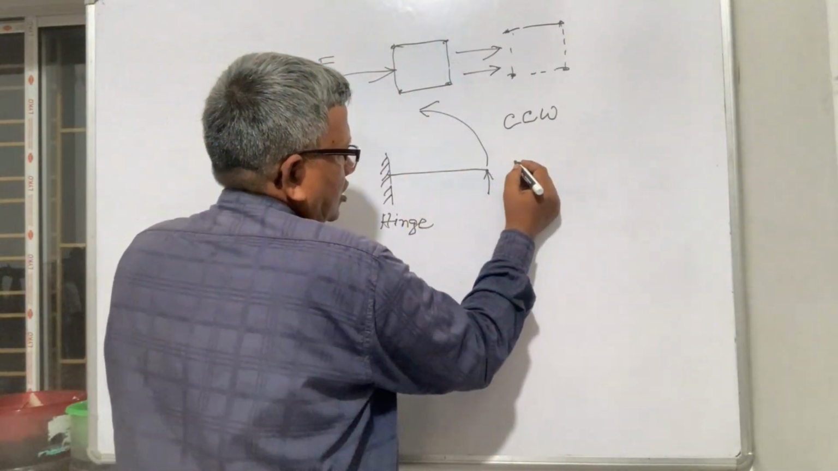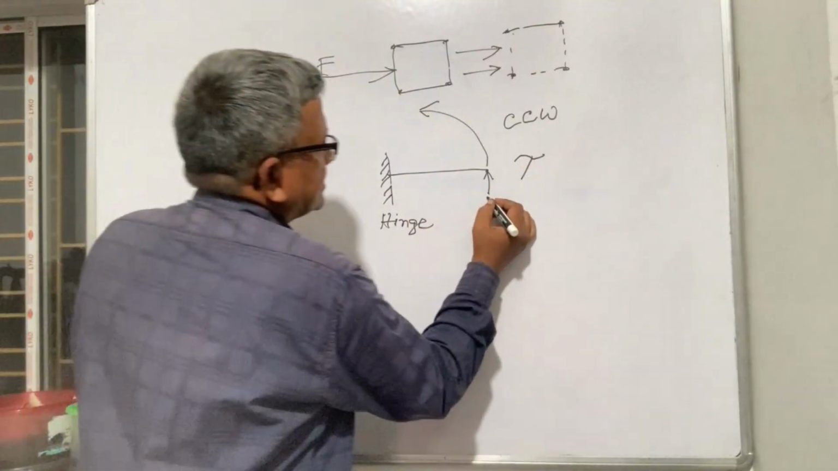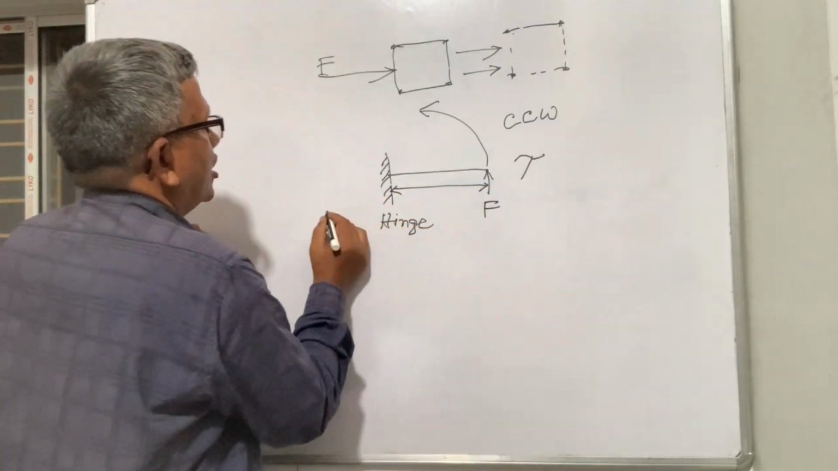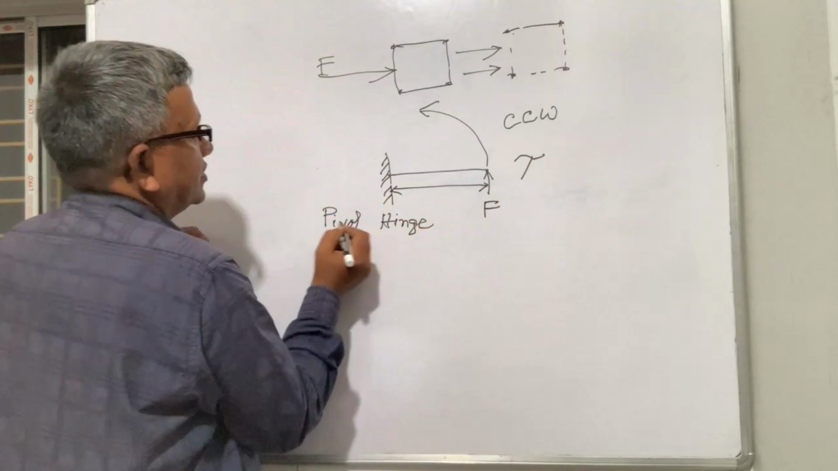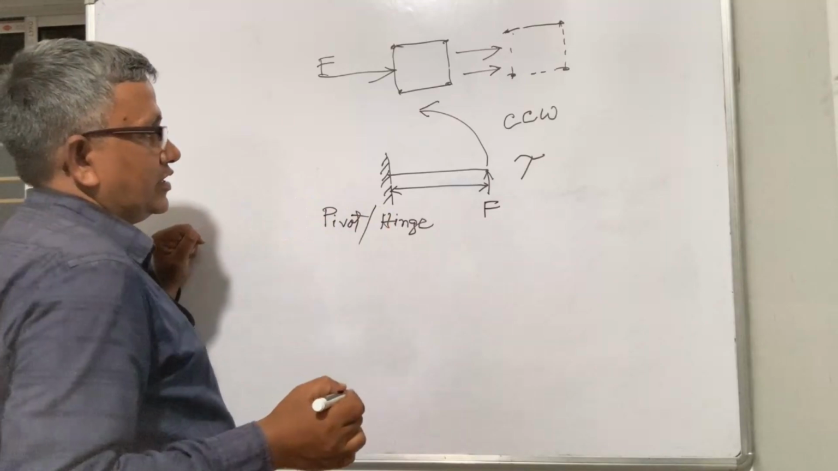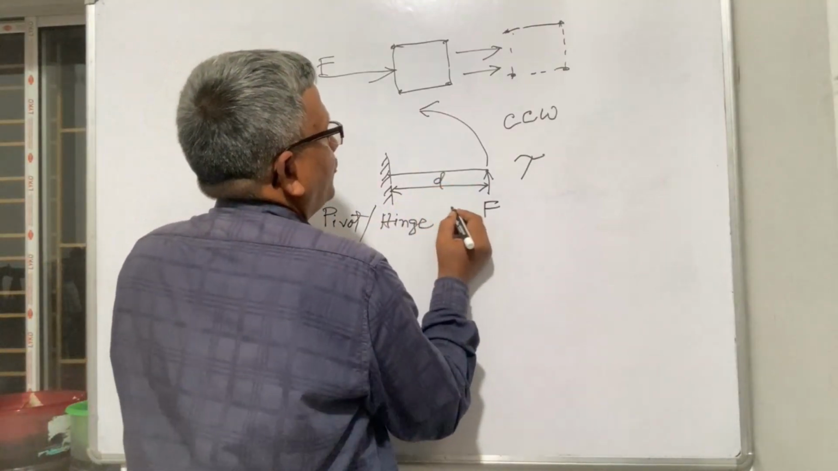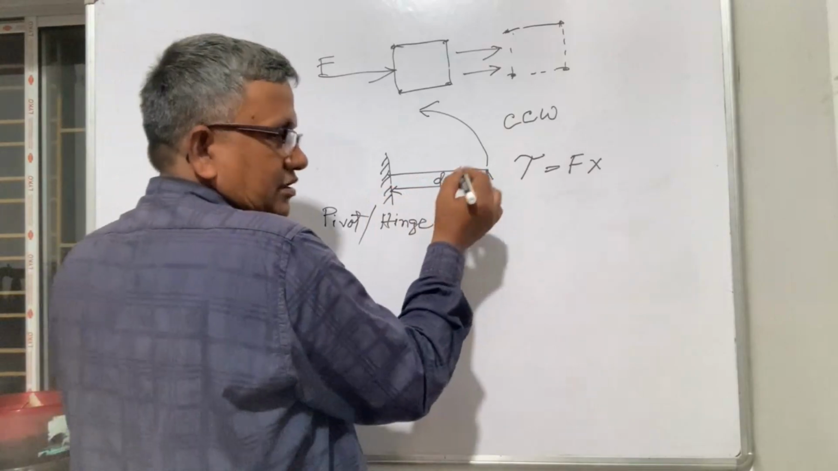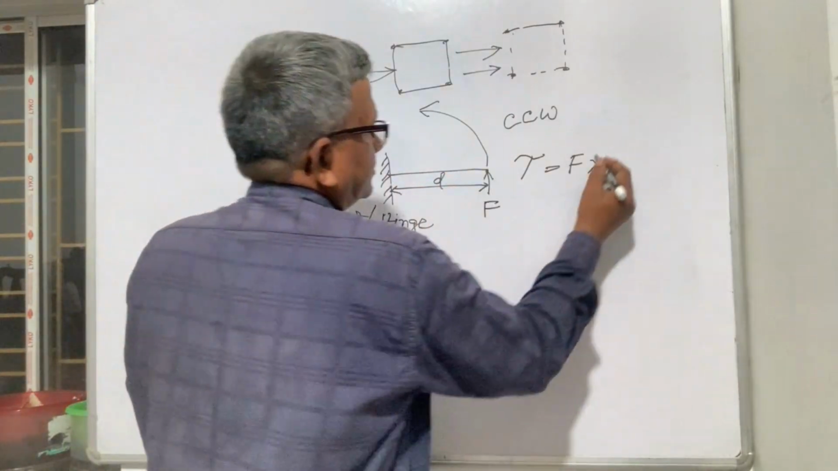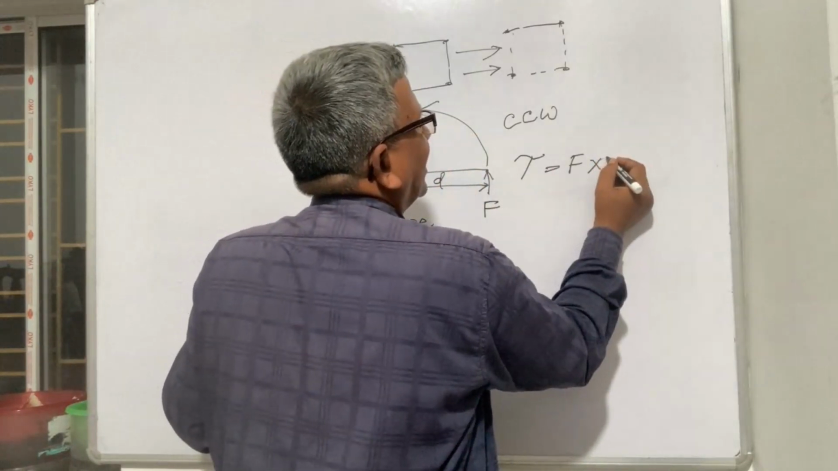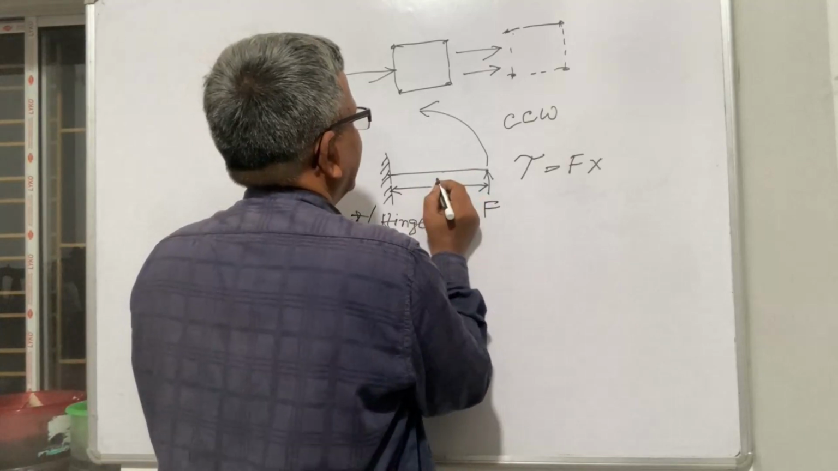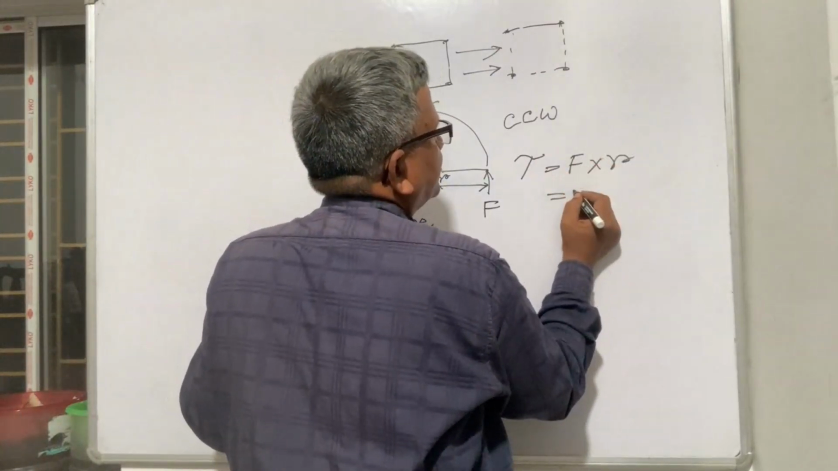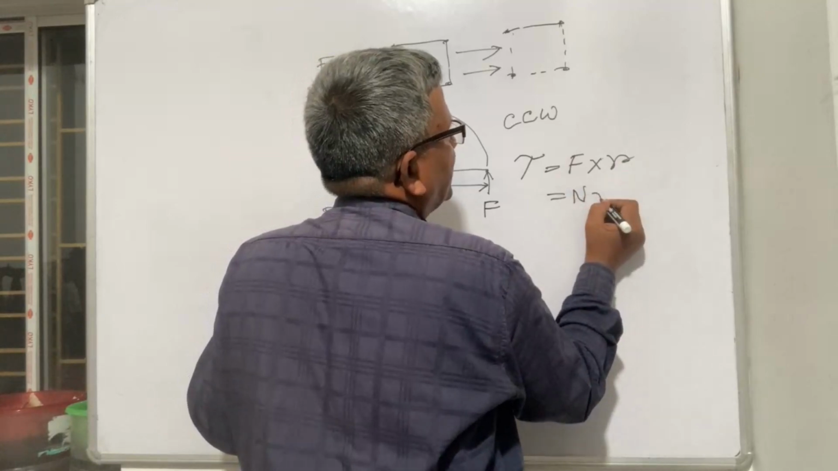This is called torque. This is force. This is the perpendicular distance from the pivot or hinge. This distance is d. That torque will be force into the perpendicular distance between the pivot or hinge and this. I am taking this as d, I can say this is r. This is better. R. Okay. Unit. The unit of force is Newton. It is meter.